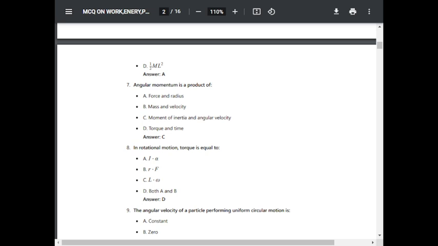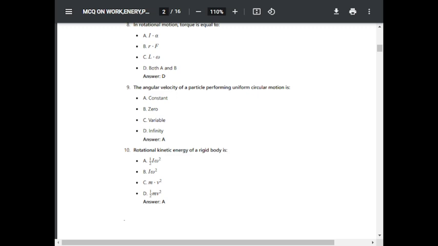Question number 8. In rotational motion, the torque is equal to option A I into alpha, option B r cross F, option C L dot omega, option D both A and B. Torque is I alpha and torque is r cross F. Hence option A and B both are correct. The correct answer is D, both A and B.